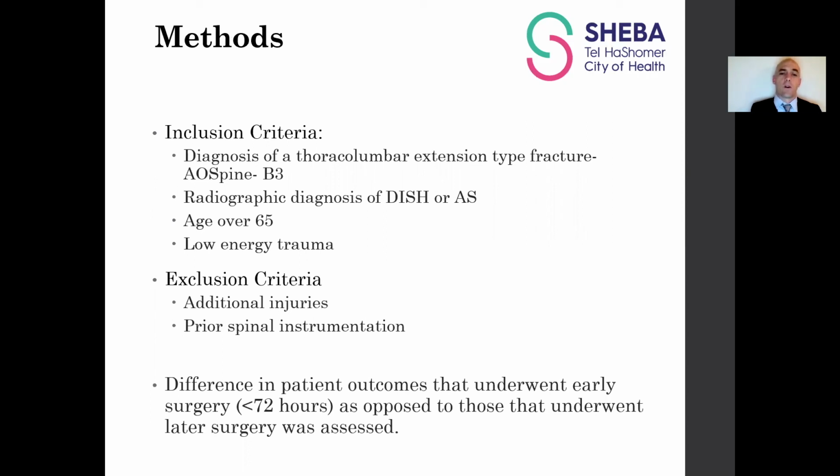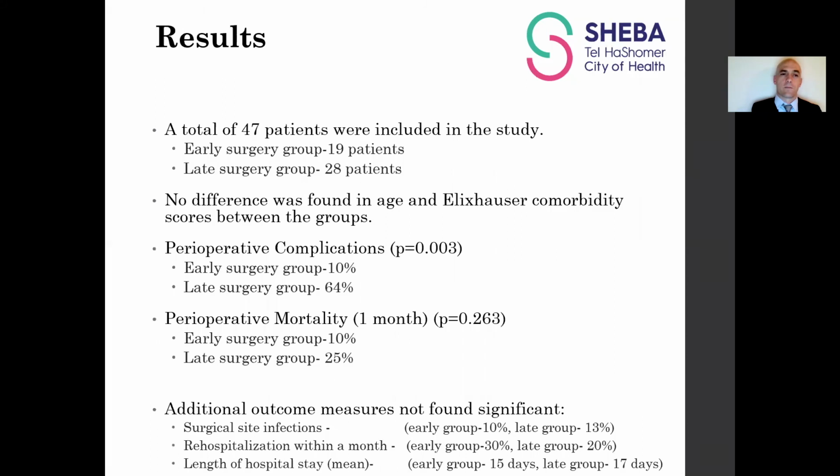The difference in outcomes between patients that underwent early surgery, of less than 72 hours, as opposed to those that underwent later surgery, was assessed. A total of 47 patients were included in this study, 19 of them in the early surgery group and 28 in the late surgery group. No difference was found in age and Charlson comorbidity scores between the groups.